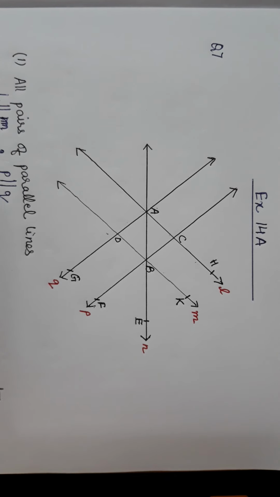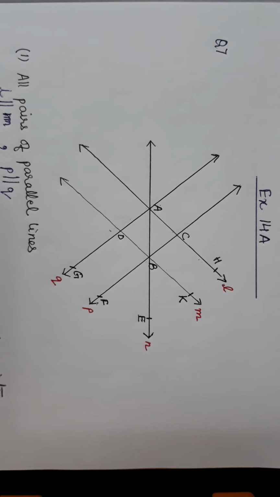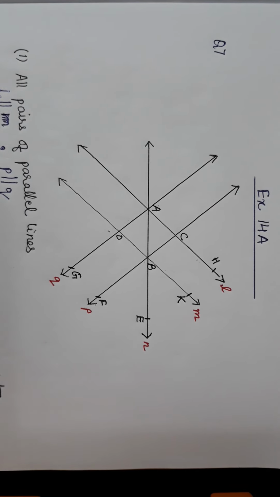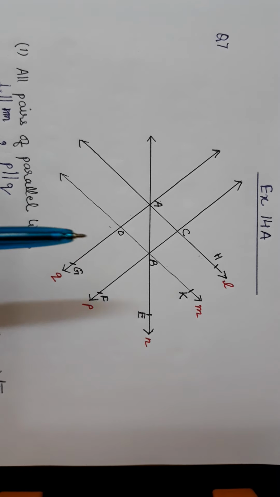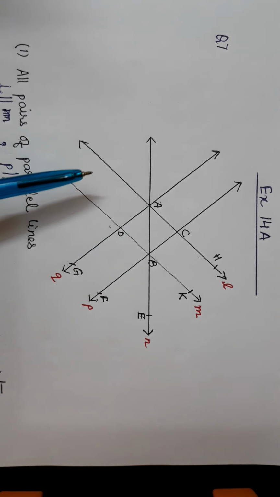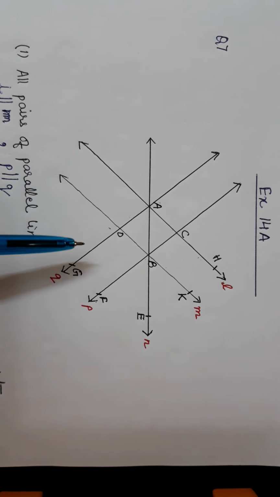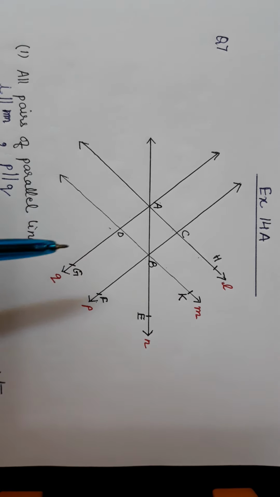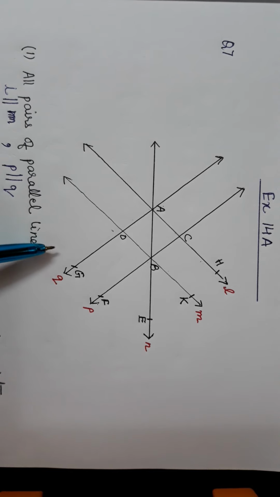Hello children. Today we are going to start with exercise 14a and we are taking question number 7. As you can see, question number 7 is a diagram based question in which we have some lines, and we can see that it has a set of parallel lines, intersecting lines, collinear points, concurrent lines and concurrent points. So one by one, based on the diagram, we will answer the given questions.